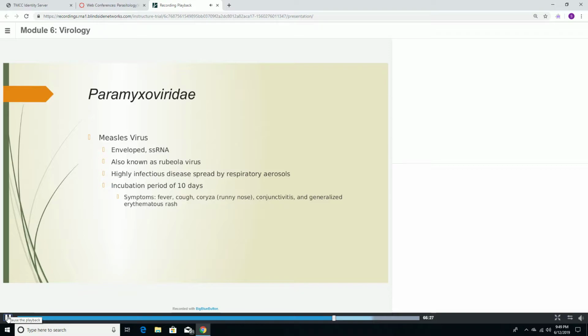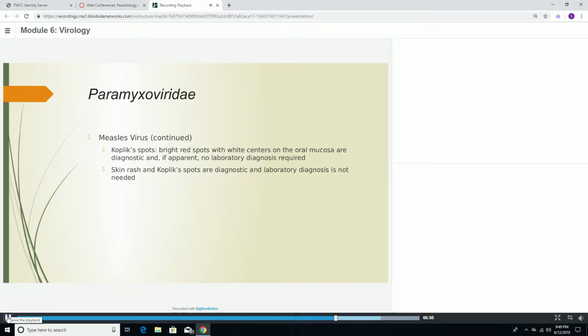So the measles virus, again, is under the family Paramyxoviridae. It's an enveloped single-stranded RNA virus, also known as rubeola virus. It's a highly infectious disease spread by respiratory aerosols. It has an incubation period of 10 days. Symptoms can include fever, cough, runny nose, conjunctivitis, and generalized rashes.